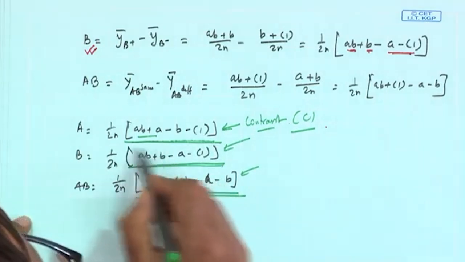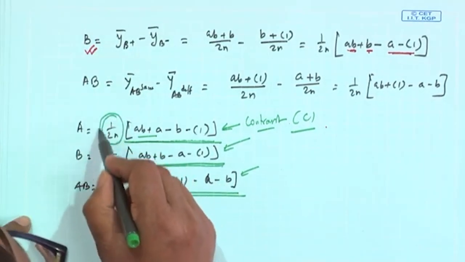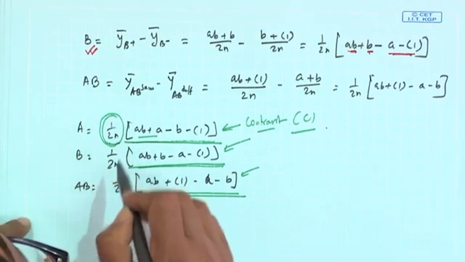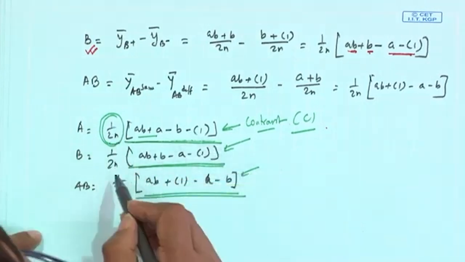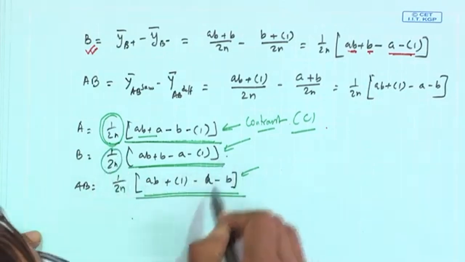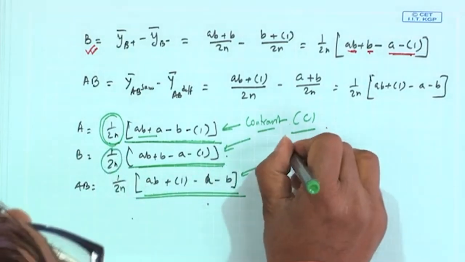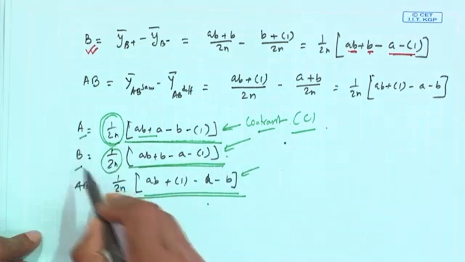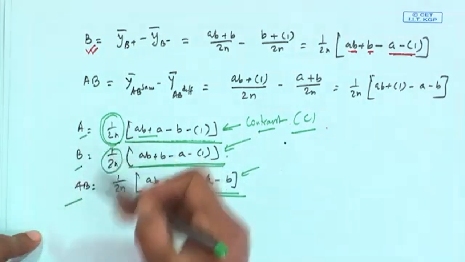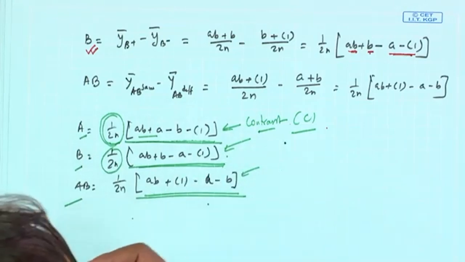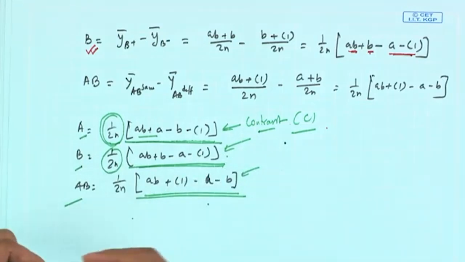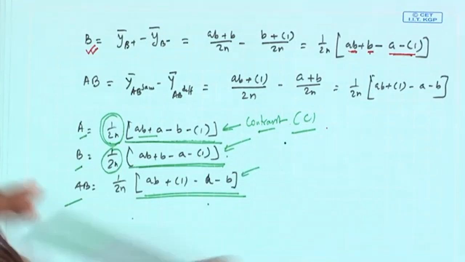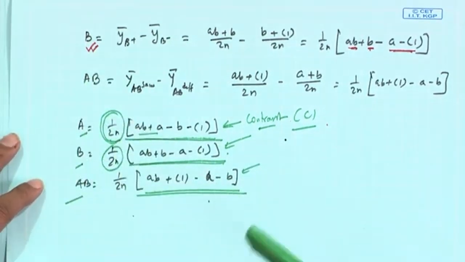Now, we have two parts. One part is the division factor, 2n, 4n, whatever it may be, that you have to identify, and you have to know the contrast. If you know the contrast, you are in a position to find the contrast for A, contrast for B, contrast for AB. As such, if you have many more factors and their interactions, you have to know the contrast, then you will be able to find out their effects.